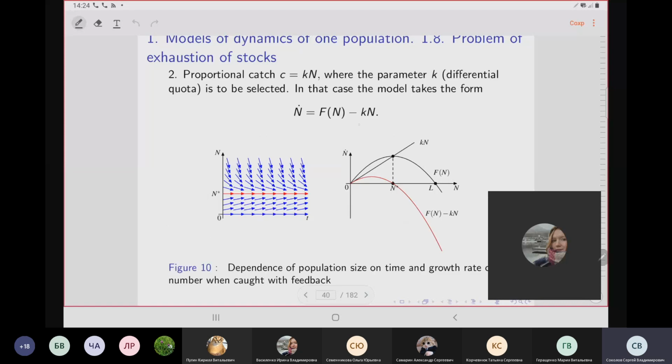Let us consider the proportional catch, or differential quota. The model takes the form f(n) minus kn, and then we can draw the picture. When k is 0, we have also our initial model, so it is this shape. Then when we increase k, we get functions like this.